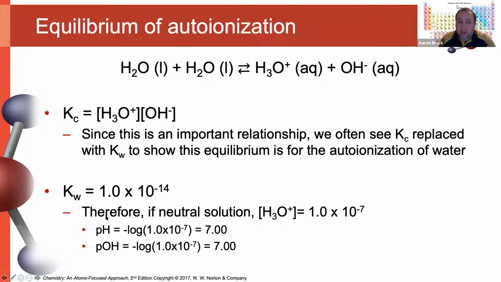If it is a neutral solution, taking the square root here, I get 1 times 10 to the negative 7th. The concentration of hydronium in a neutral solution is 1 times 10 to the negative 7th molar. The concentration of hydroxide is 1 times 10 to the negative 7th molar as well, which means that the pH of a neutral solution, the negative log of 1 times 10 to the negative 7th, gives me 7. So the pH is 7 and the pOH is 7 as well.